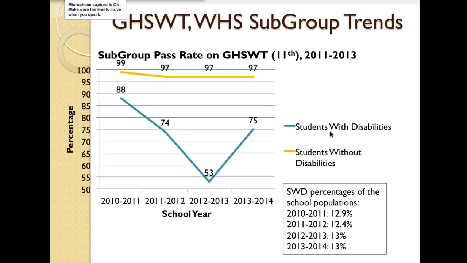One thing we do want to look at our Georgia High School writing test for, however, is a possible achievement gap here between our students with disabilities and our students without disabilities. We had a very large achievement gap that year of 2012-2013. Only 53% of our students with disabilities met the standards. We went back up to 75% here, but still we've got a pretty large achievement gap here with 97% of our regular program students meeting standards on the writing test, but only 75% of our students with disabilities.